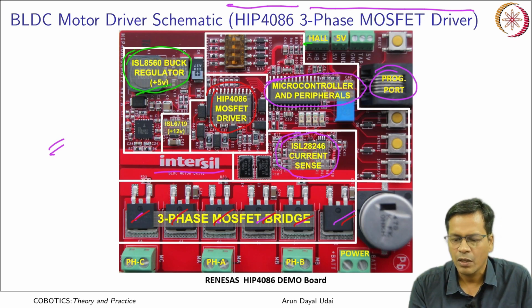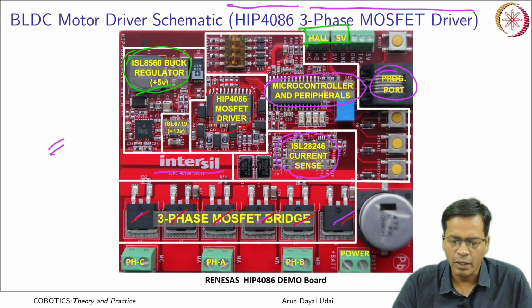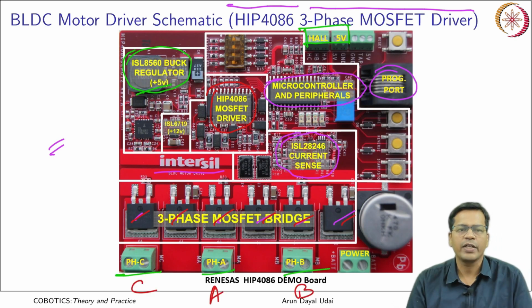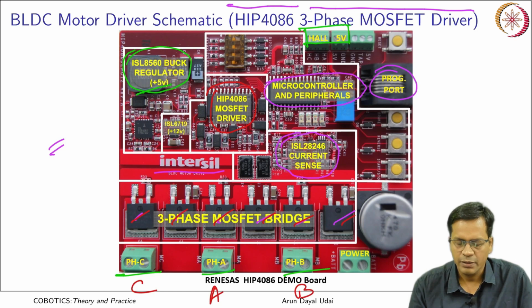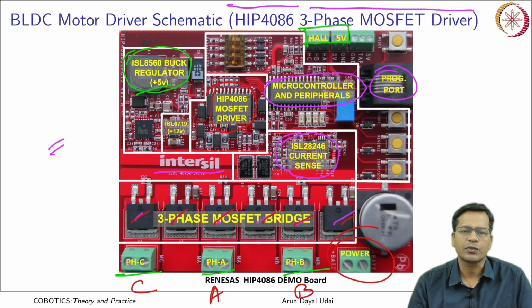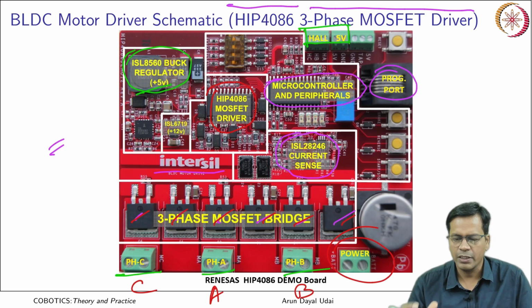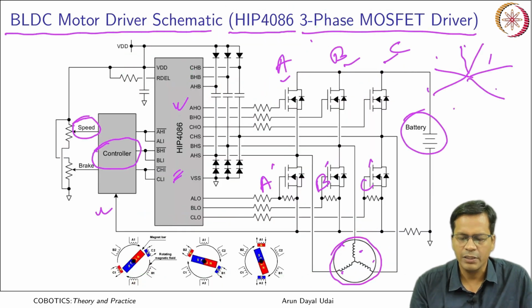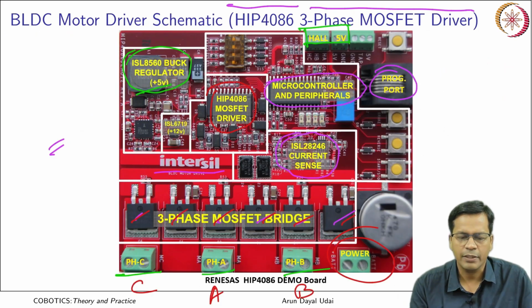This is for the Hall effect supply, that is the 5-volt supply that goes to the Hall effect sensor. Then you have phase A, this is for phase B, and this is for phase C. Three different phases are connected here. This is for the external power source, that is actually the real power source, not for the control, that is to drive the coils.